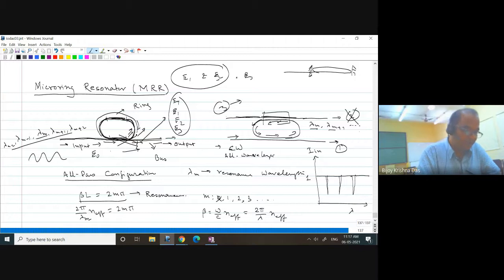However, whatever goes here, after one round trip, since it is 2 pi, they will build. That is constructive interference happening every round trip at this particular point. So that's why it is building. Every round trip means it is building. Energy is being built. So that is how it is a traveling wave, but it is a resonance condition. So no standing wave is happening here. Is that clear?